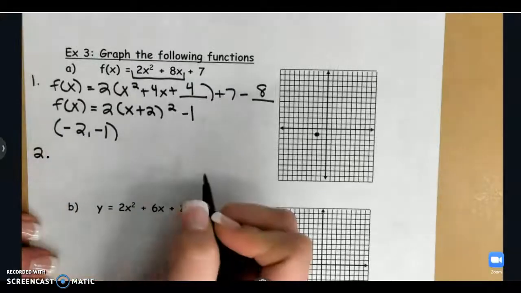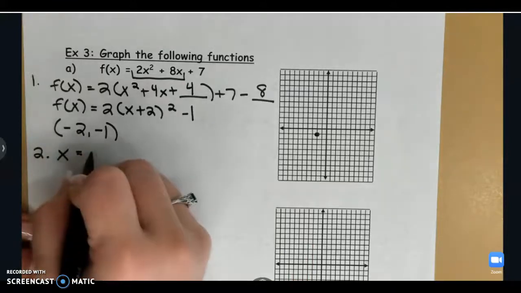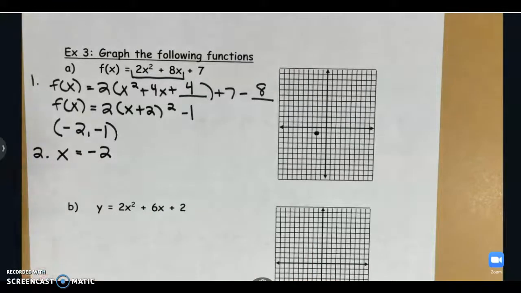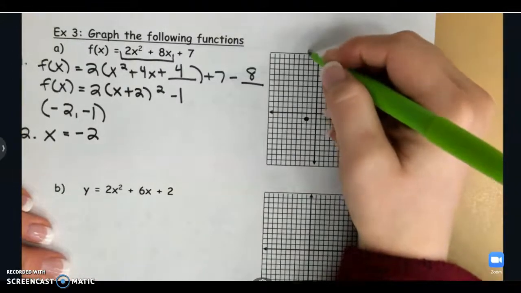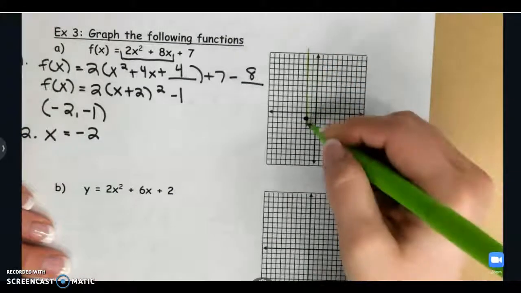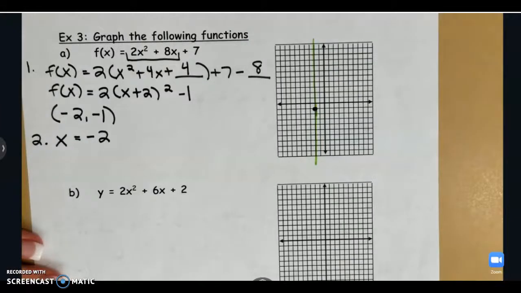Then step 2 is to find our axis of symmetry, and that's where x is equal to our h value, -2. So I'm going to draw that in green here so that it's easier to see. So 1, 2. So x equals -2. There's our axis of symmetry.